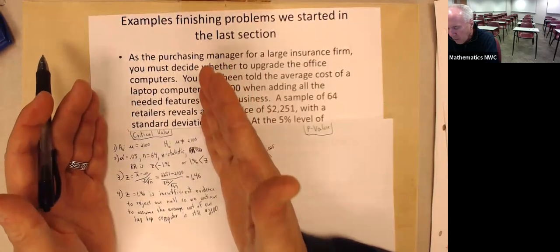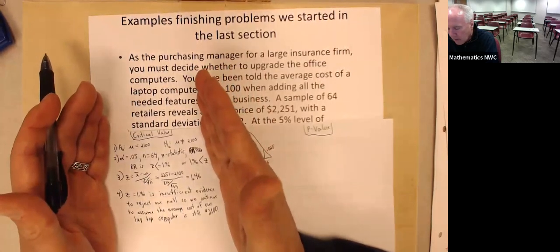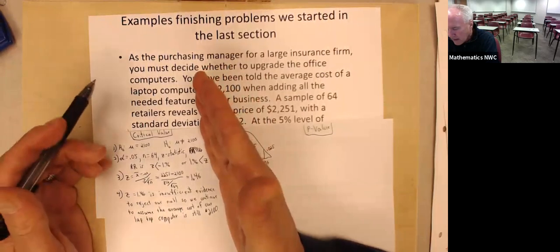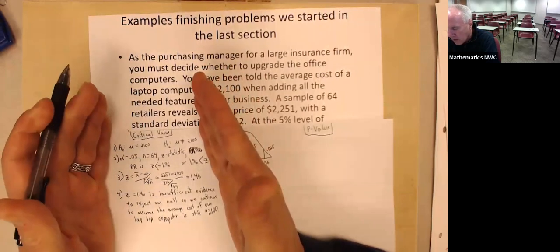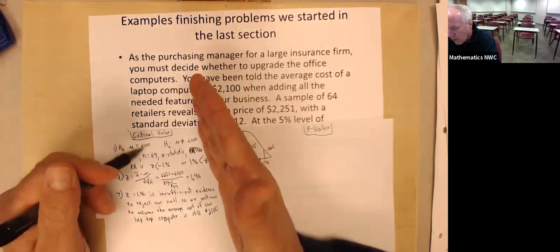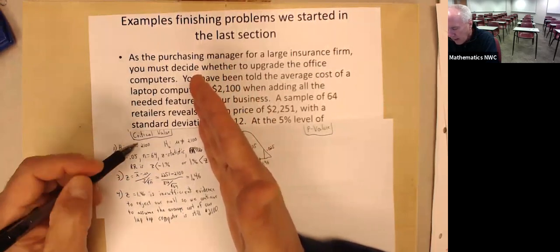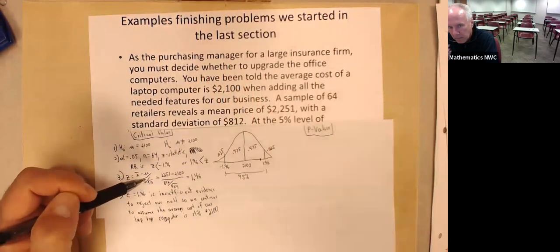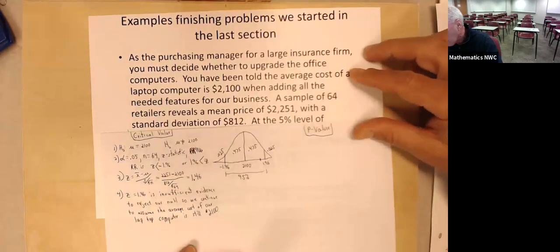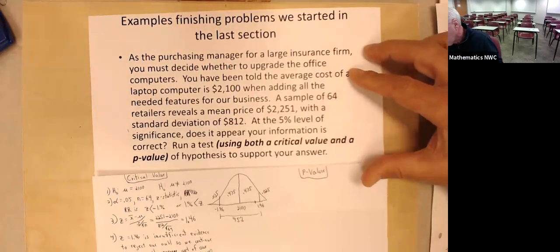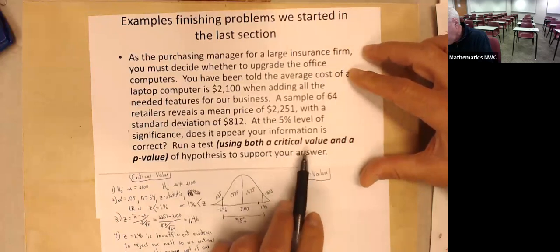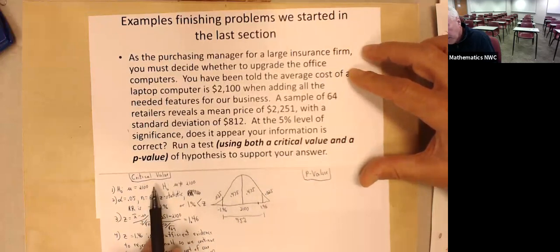Think of this as a report that you would be giving to your boss. It needs to have all the significant parts in it. They must be put in the right place. They must make a logical argument to go through. They asked me in the problem, if you remember, to do both a critical value, which we just did, and a p-value, which we're going to do now.